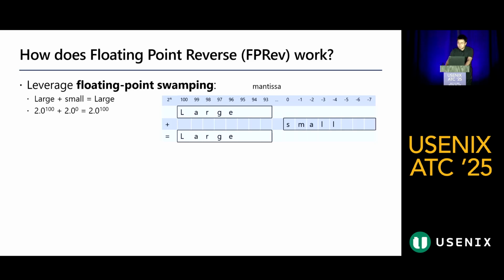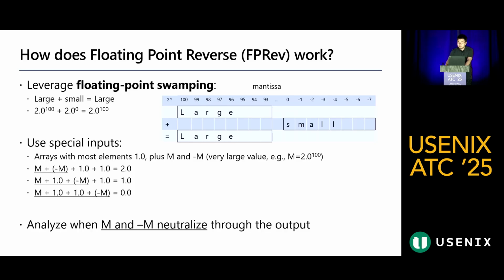To reveal the order of a floating-point summation, we place M and negative M, where M is a very large number, at different positions as special inputs. We observe the output as a test case, and then analyze it to infer the accumulation order between M and negative M, which allows us to deduce the overall accumulation order. Later, I will give a dynamic example of how it works.